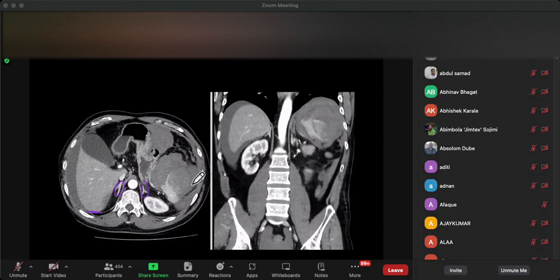So what's a spontaneous cause of splenic rupture? Well, it could be infectious mononucleosis, and it could be other conditions that cause stretching, acute stretching of the splenic capsule. But usually it's infectious mononucleosis.